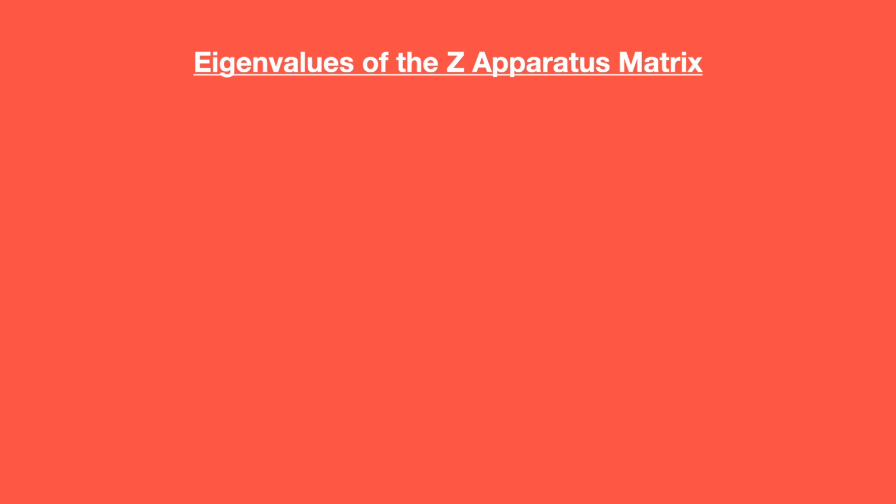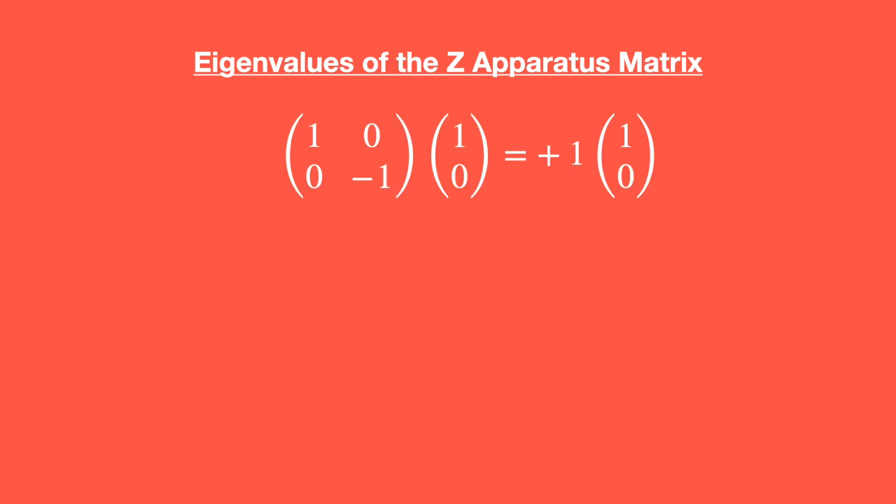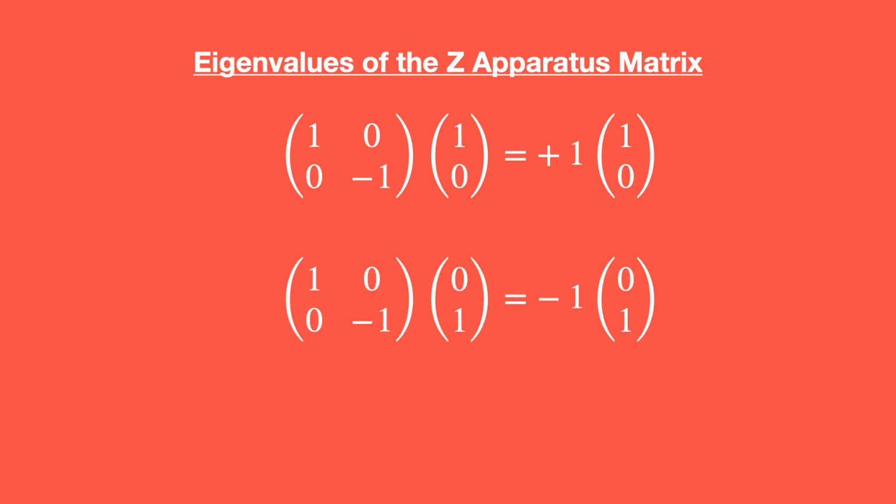So here we have the z hat matrix, which we've written in the basis where the plus arrow, or the up arrow, is represented by the column vector (1, 0) and the down arrow is represented by the column vector (0, 1). So in that basis we are claiming that the z apparatus can be written as a 2 by 2 diagonal matrix with entries 1 and minus 1 on the diagonal and zeros in the off diagonal.